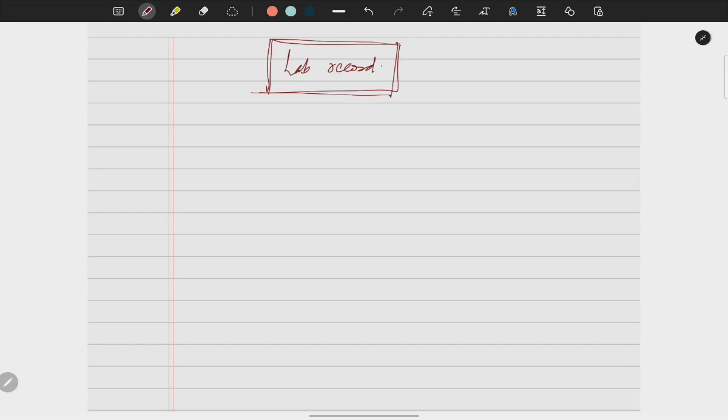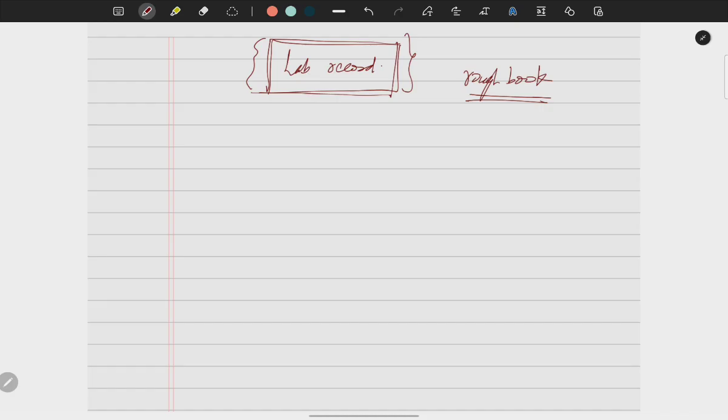Once you come to the lab, you are supposed to carry a lab record and also a rough book. Why we need a rough book and why we need lab records, I will come to that later. Anyway, once we come to the lab, we perform some experiments.